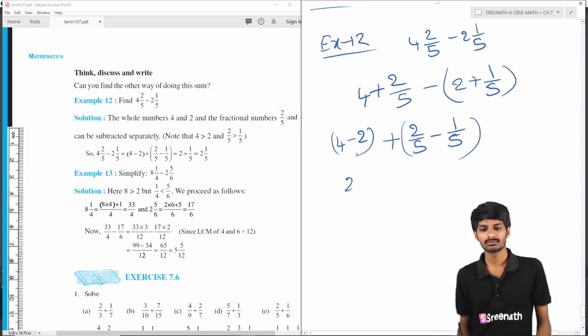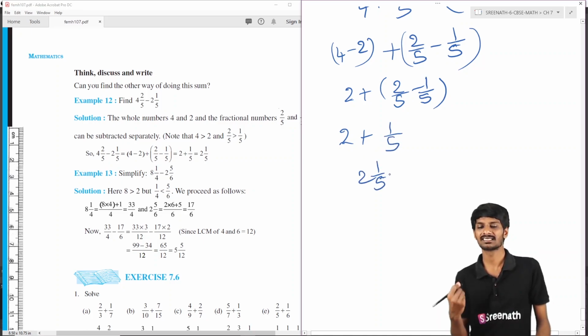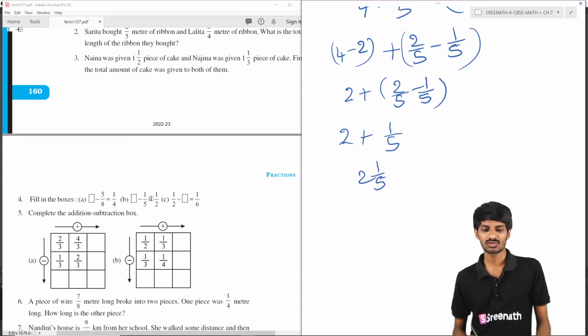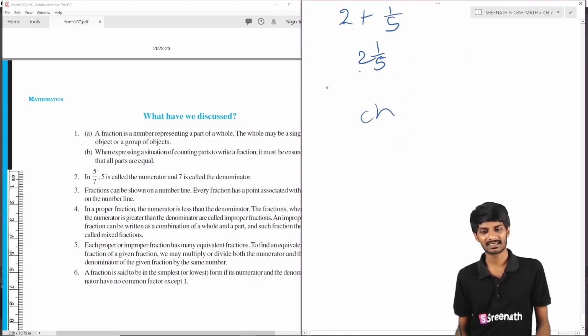You can simply do this, that is 2 plus 2 by 5 minus 1 by 5. So if you see, students, these are like fractions, and the procedure is simple: 2 plus 1 by 5, that is 2 1 by 5. That's it, students. In this way you have to do it. So finally our chapter is completed.